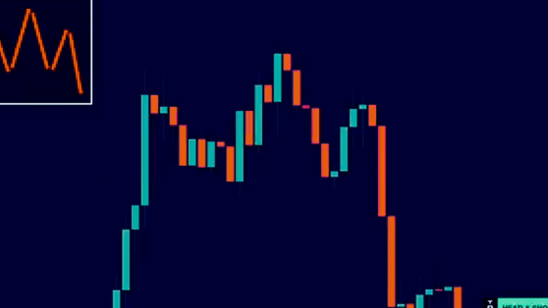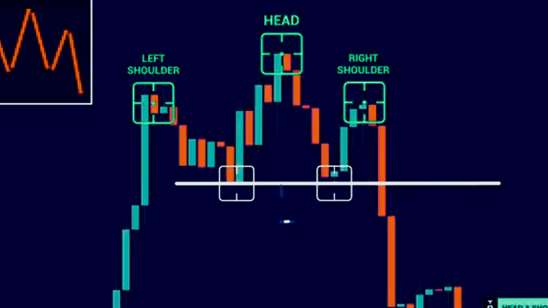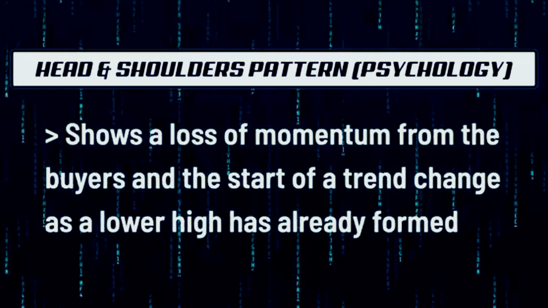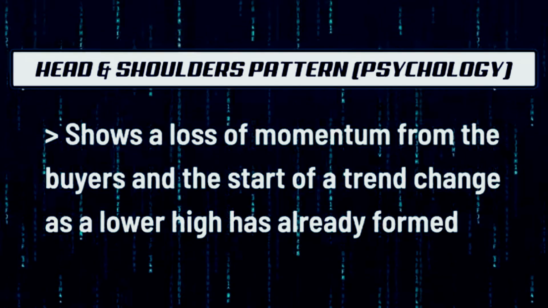So the head and shoulders pattern starts with your moving uptrend. Left shoulder, the head at the swing high, and then the right shoulder at the lower high. The swing lows here make a neckline or support level. From a price action standpoint, it shows a loss of momentum from the buyers and the start of a trend change as a lower high has already formed.